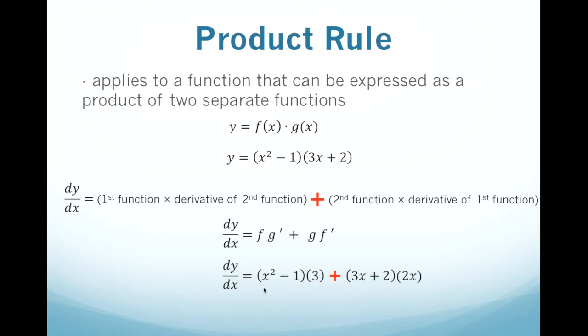So it will look like this, and of course you have to write it nicely. If you expand this and combine the like terms, the derivative now is equal to 9x squared plus 4x minus 3.